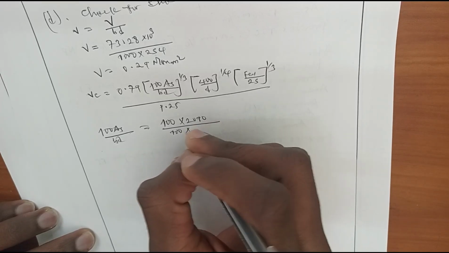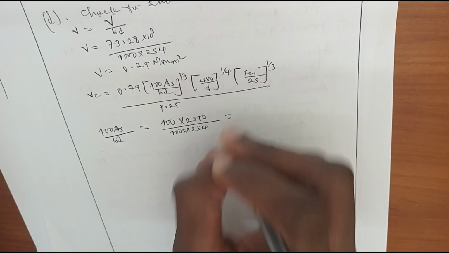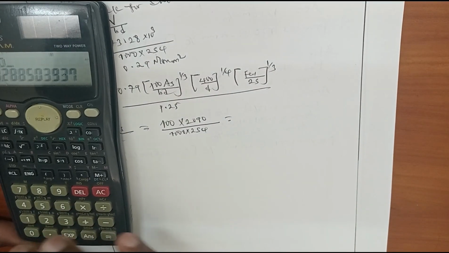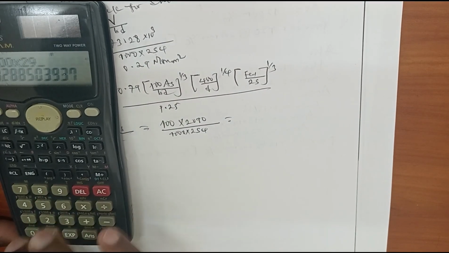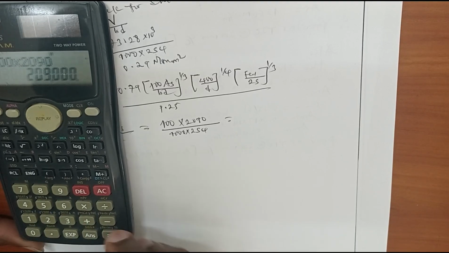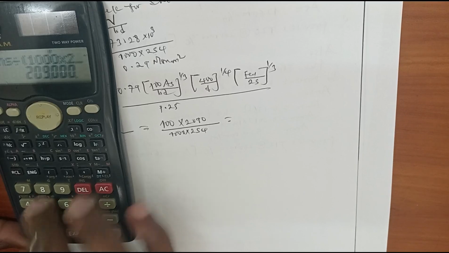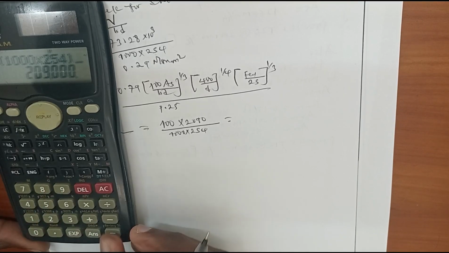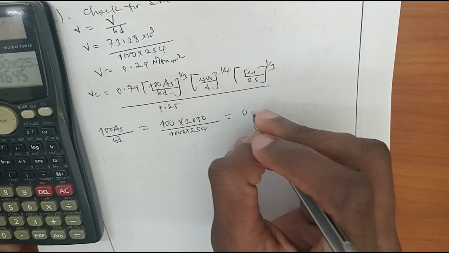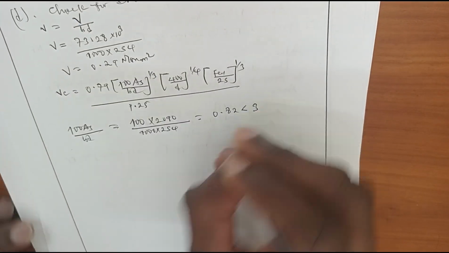Area of tension reinforcement was this one, 290, over BD, which is 1,000 times 254. It will be equal to 100 times 290 divided by 1,000 times 254. It will be equal to 0.82. This should be less than 3, so it is okay.